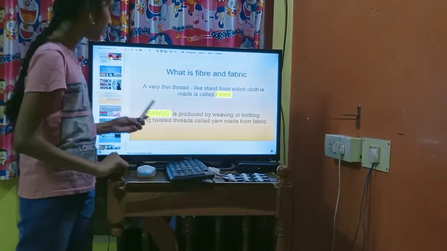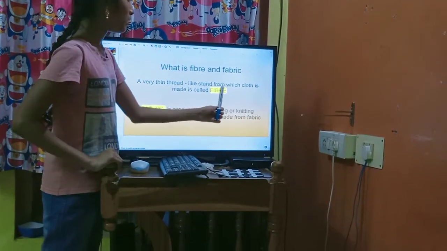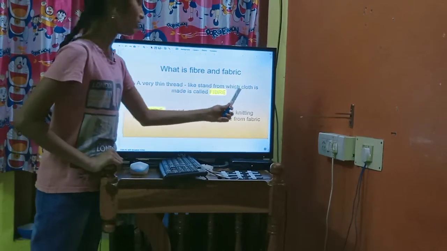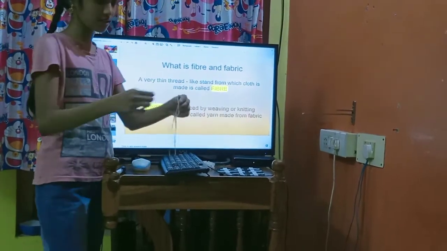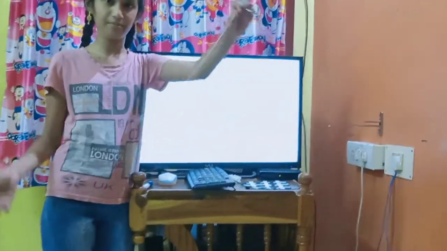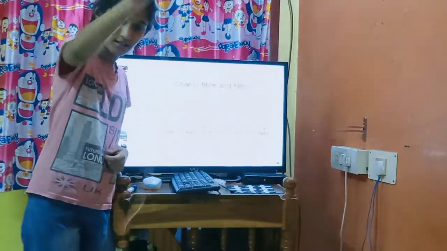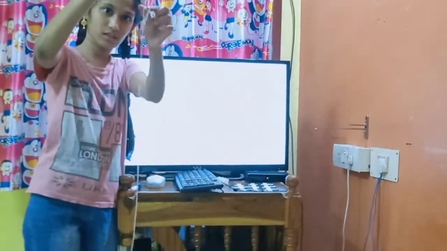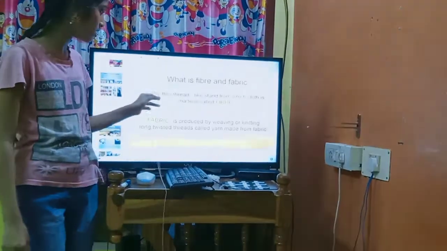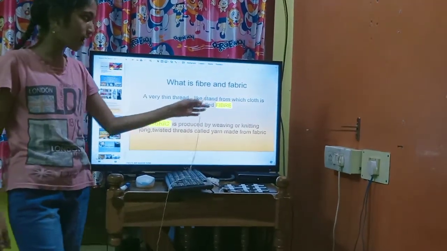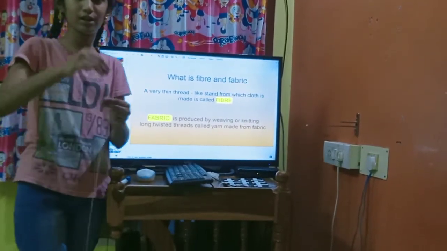What is a fiber in the fabric? A very thin thread-like strand from which cloth is made is called fiber. You can see this thread, right? This is a very thin thread-like strand from which cloth is made, called fiber. This is from cloth only.